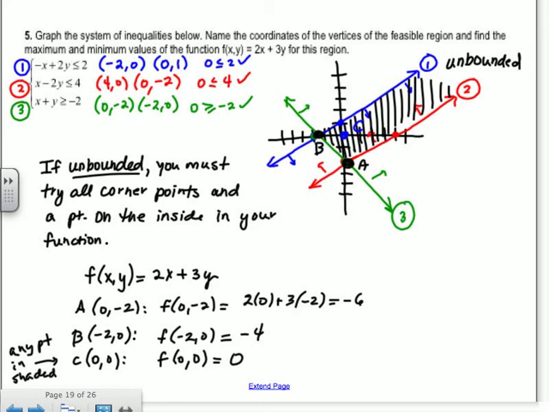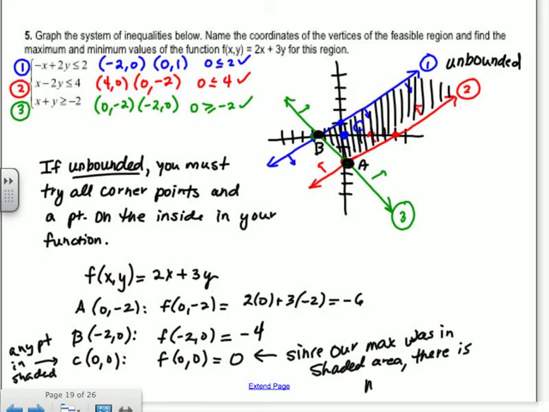0. Okay. If the number that is your maximum number, so our maximum number is in that point that we selected that was in the shaded area. So since our max was in the shaded area, we say there is no maximum. Okay, think about that. Why would we say that?